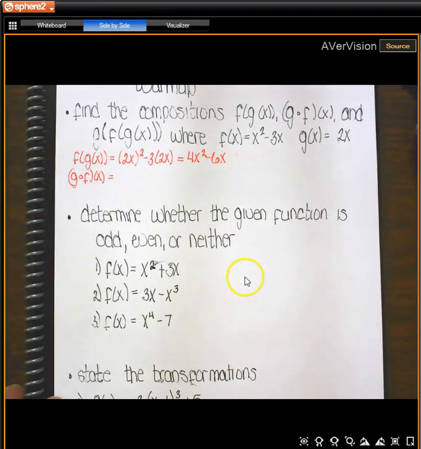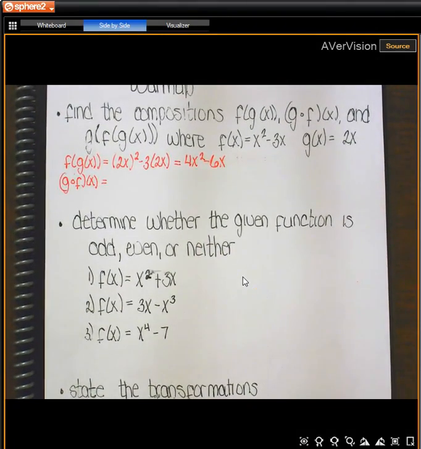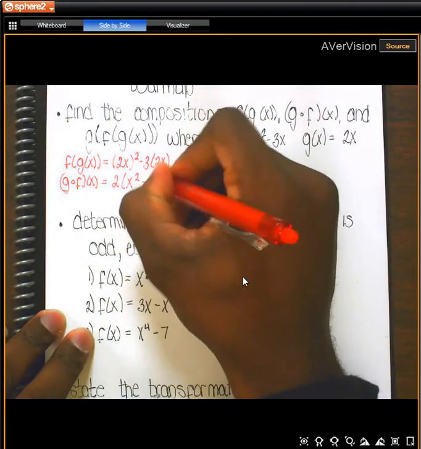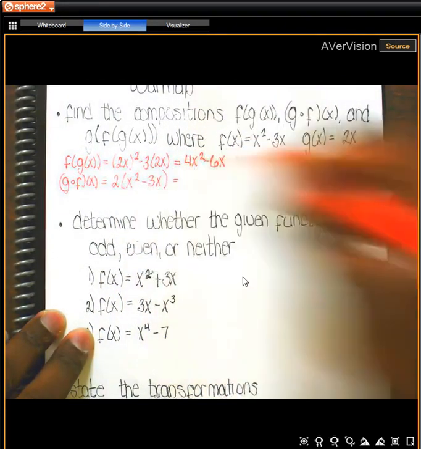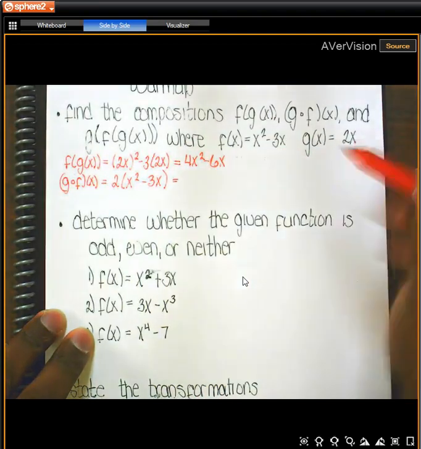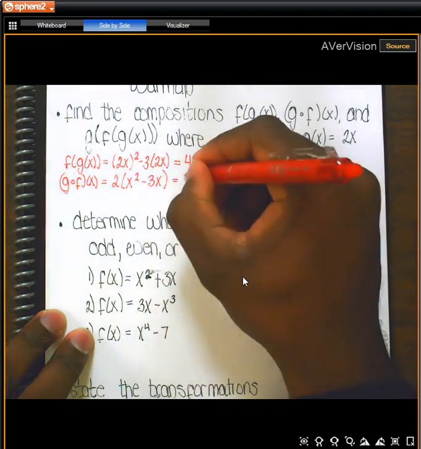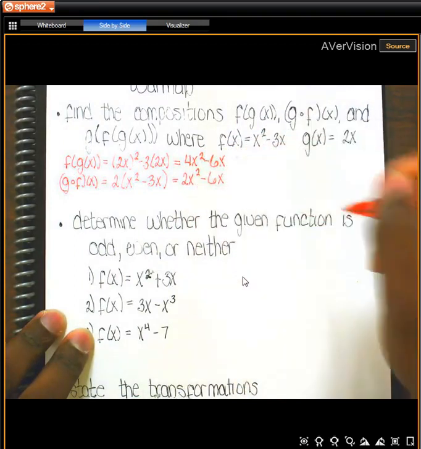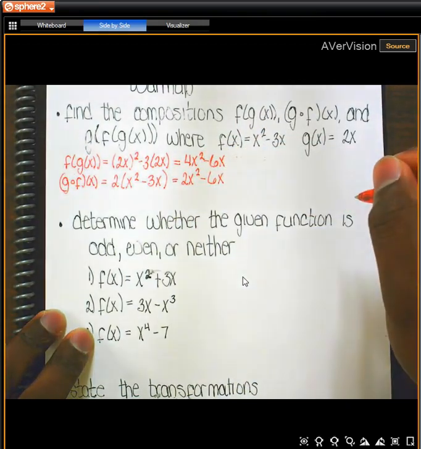Alright, what about g of f of x? How do we find that? Yep. So we just take f and plug it in wherever we see an x in g. And for this one, we can just distribute the 2. Good.